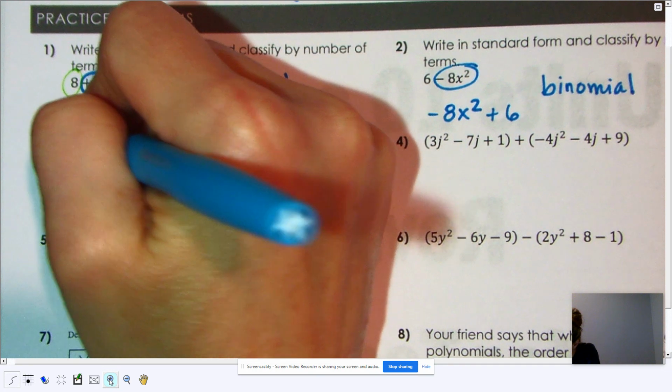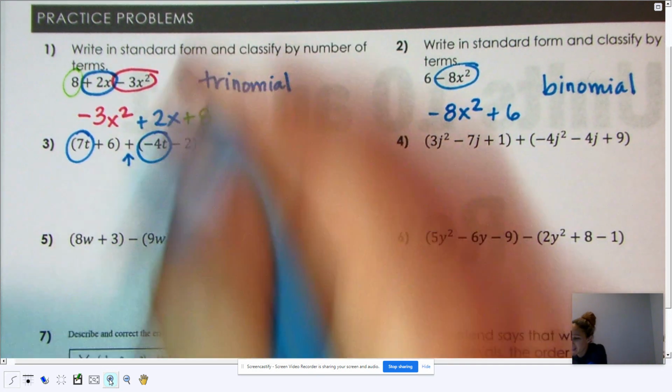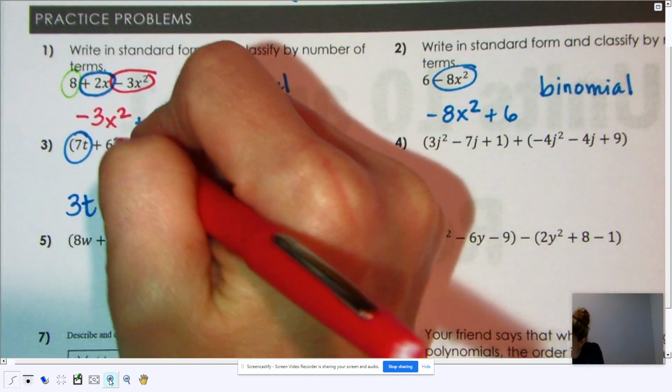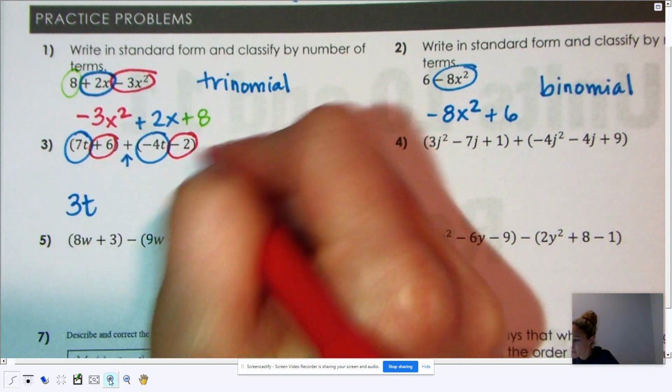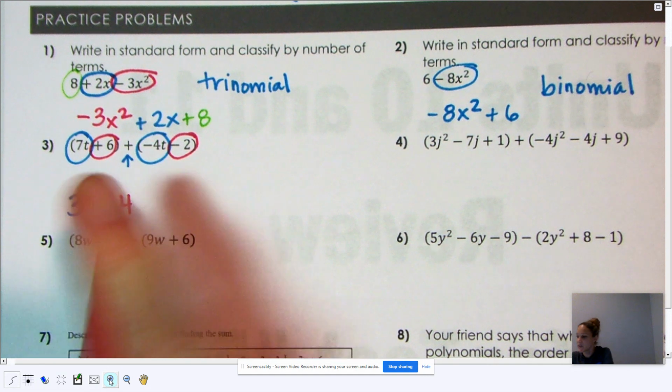All right, so we have 7t and take away 4t. So 7 take away 4 would leave us with 3 t's left. And then if I have a plus 6 and a take away 2, 6 minus 2 is 4. Because it is a positive 4, I keep the plus right there, and that is it.